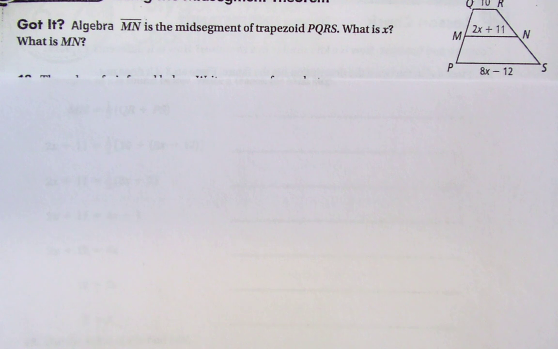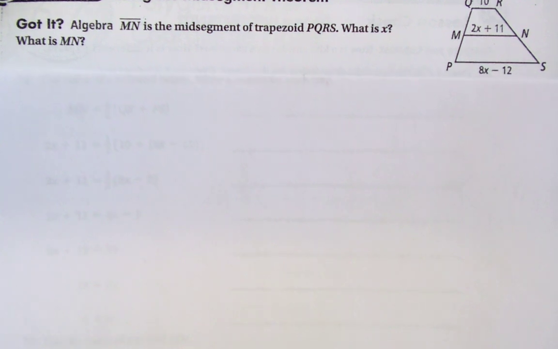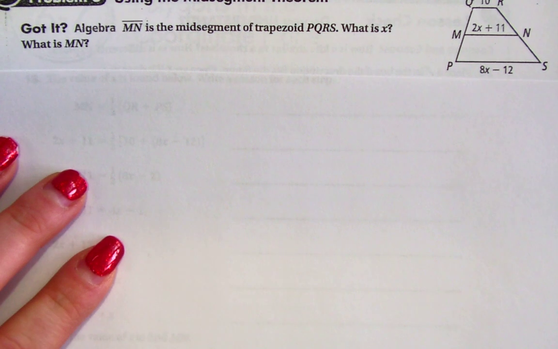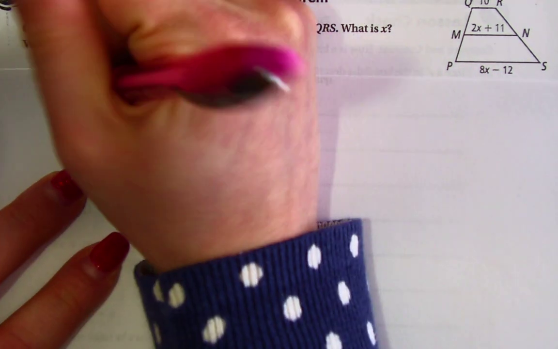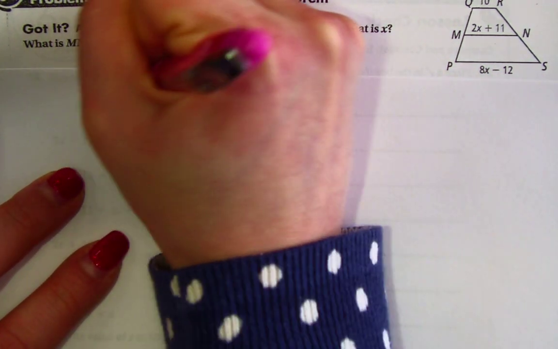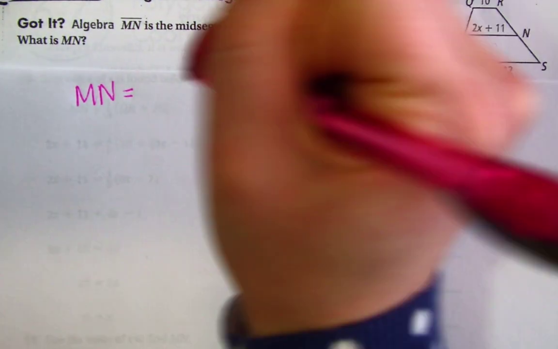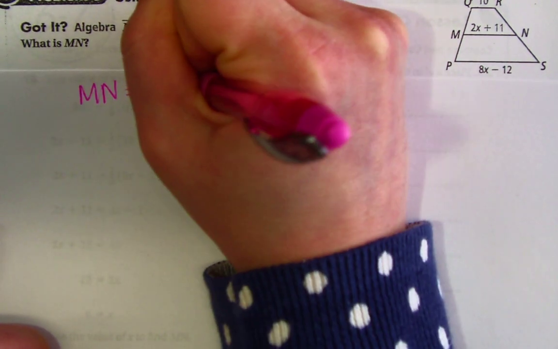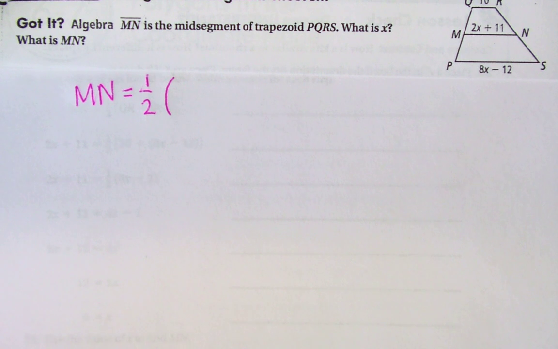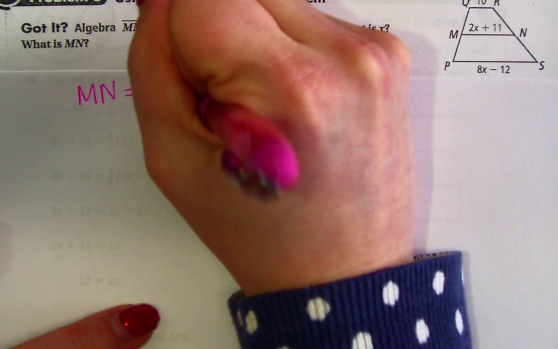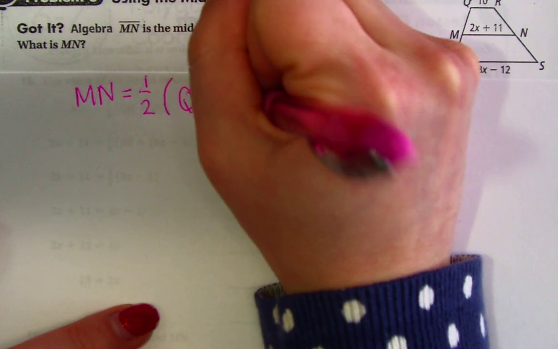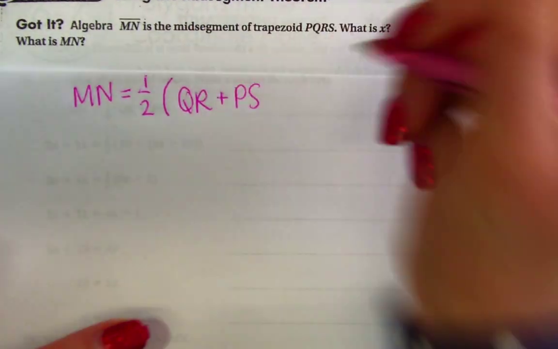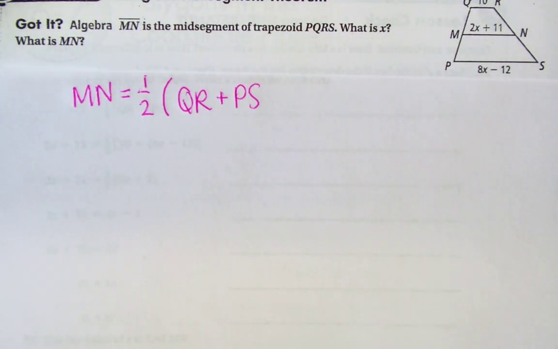So MN is the midsegment of our trapezoid, and we want to find X so that we can find MN. The way that I would do this is I would go back to that formula that we just came up with, and they use almost the same letters, so this is going to be helpful. They said that MN is going to be equal to 1/2 of the sum of the two lengths of the bases, so QR in this case plus PS. Those are our bases.